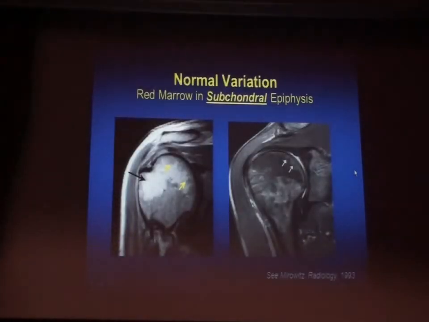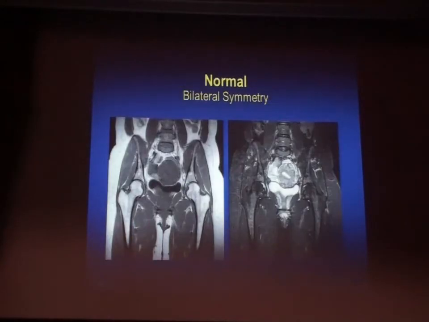The one exception to that, everything has an exception, and that's what keeps things interesting, is that you can see some retained red marrow in the subchondral portion of the epiphysis. For example, here in the proximal humerus or in the distal femur. But as you can see, most of the epiphysis has retained the adult pattern of fatty marrow. So that will allow as a normal variation.